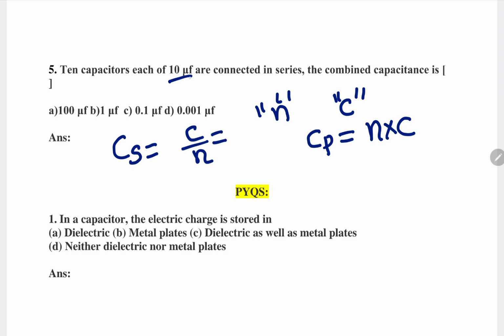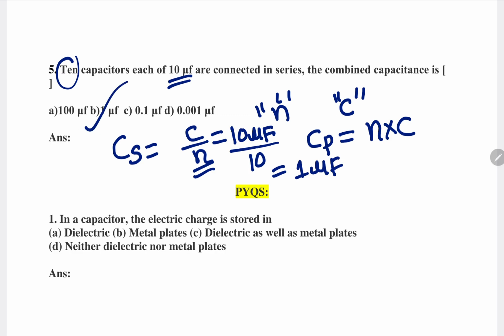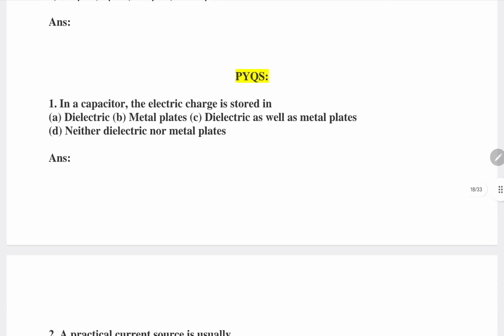So what is the C value here? 10 microfarad. 10 microfarad by n, and how many capacitors are there? Again 10 capacitors. So 10 microfarad by 10, what is the answer? 1 microfarad. So the answer is 1 microfarad. Let us see the next question.